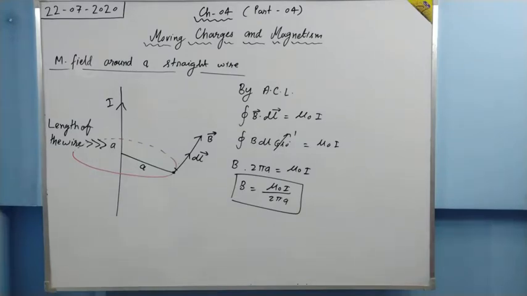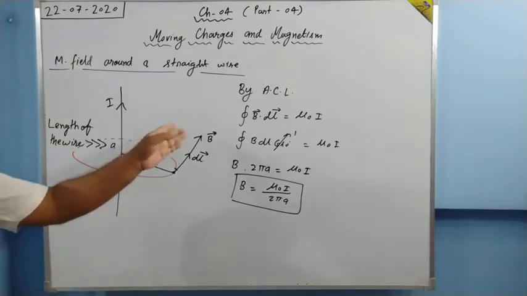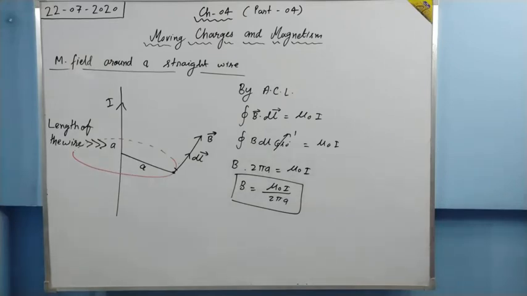It was quite lengthy. We took a length element, and because of that length element we calculated the magnetic field. Then we integrated for the complete length of the wire. Then for phi 1 and phi 2 we put 90 degrees. It was very lengthy, but by using Ampere circuital law, it becomes very easy.